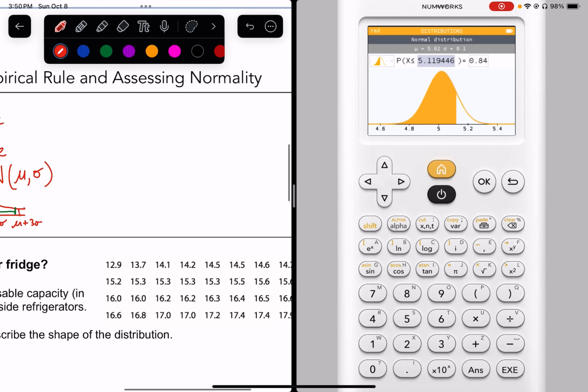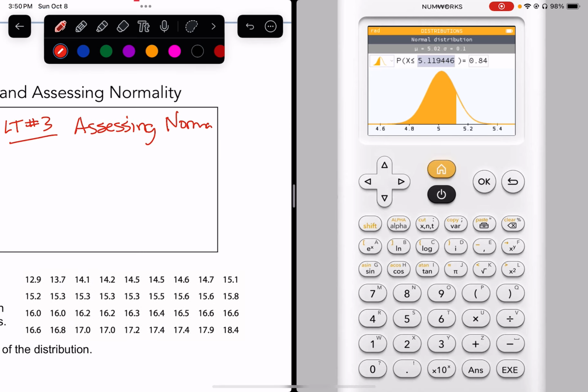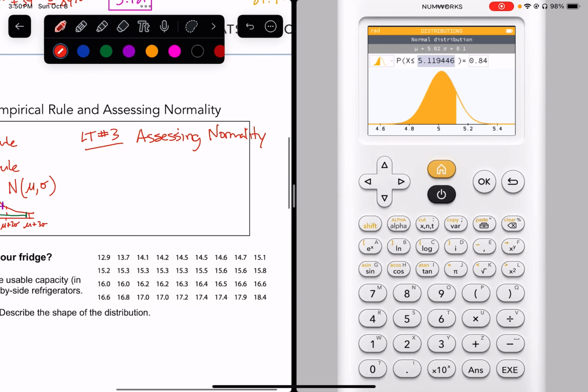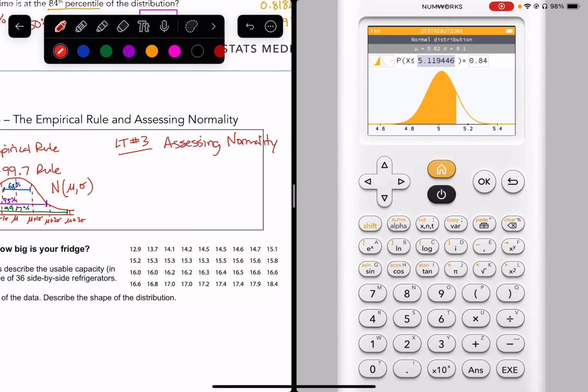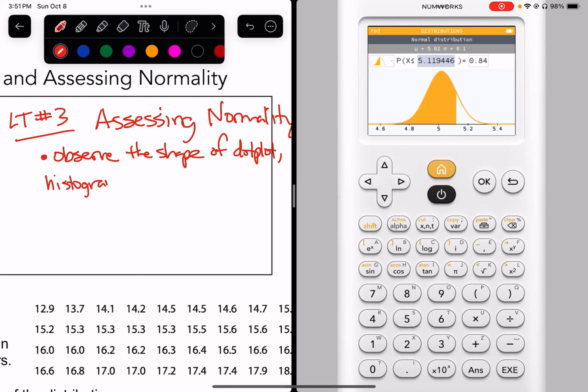And then learning target number 3 has to do with assessing normality. Like, how do I tell if a distribution is normal without it telling me? If I'm just given a data set, how can I tell it's normal? So first of all, we want to observe the shape of either the dot plot, it could be a histogram, or even a stem plot.